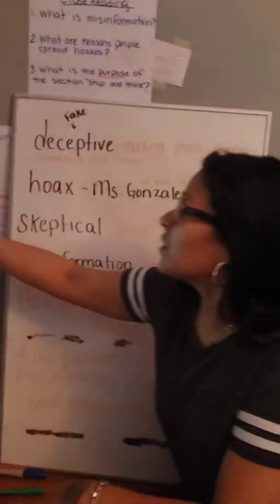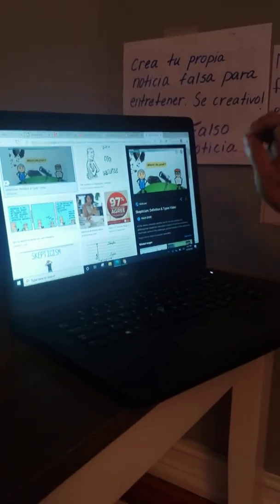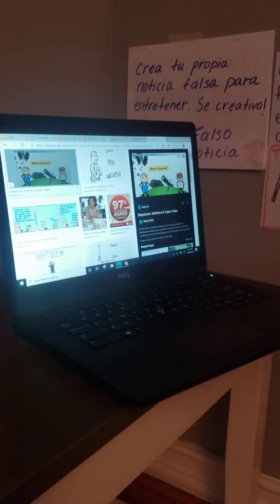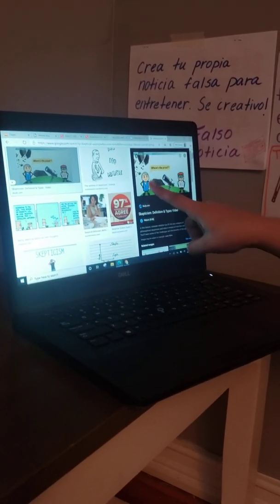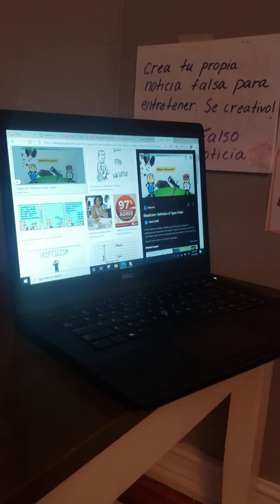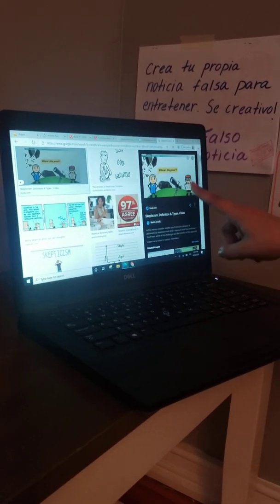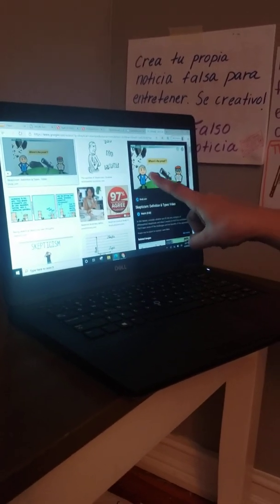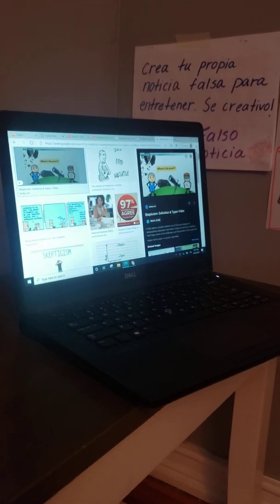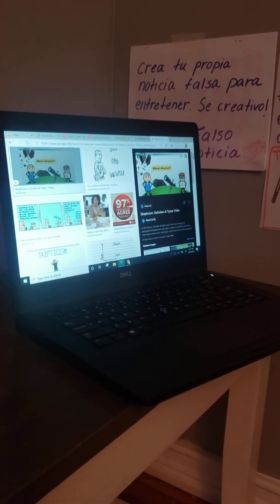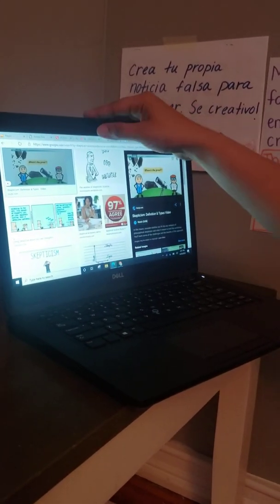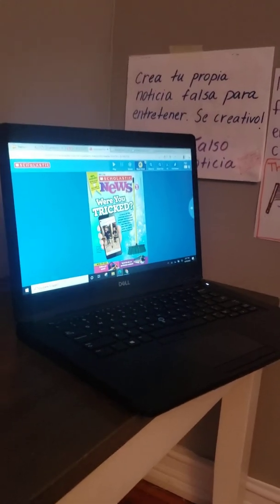Deceptive. Then we have the word skeptical. Look at this boy. Skeptical means when you doubt. This boy is saying, where's the proof? So he's doubting his friend. Whatever his friend is telling him, he's saying, I don't believe it. Maybe, right? So that's the word skeptical.